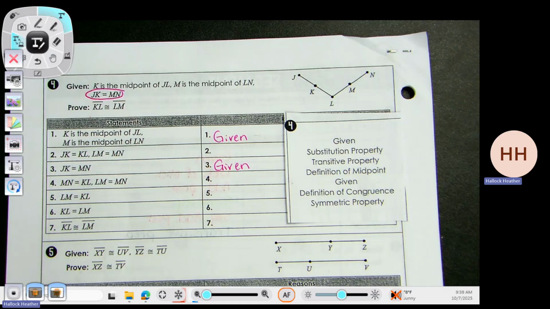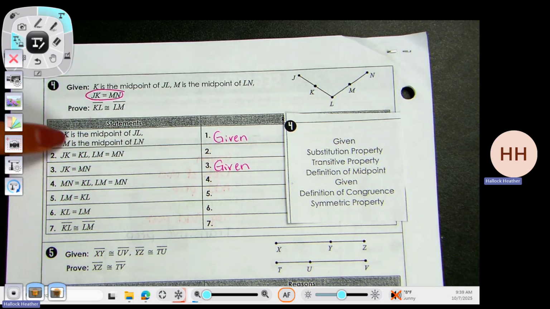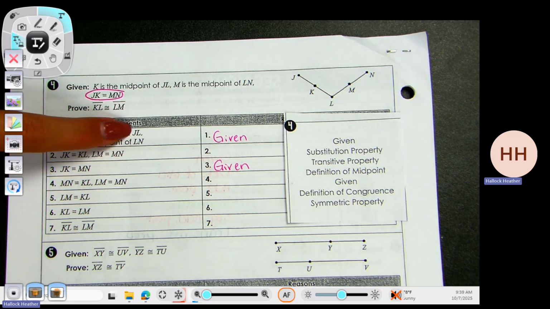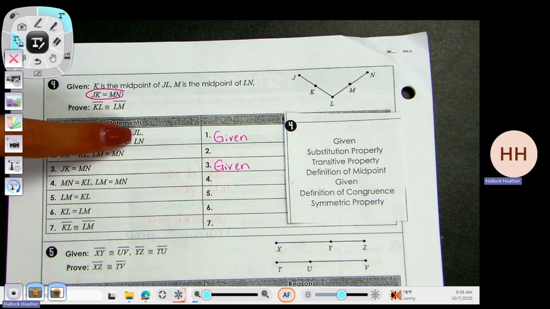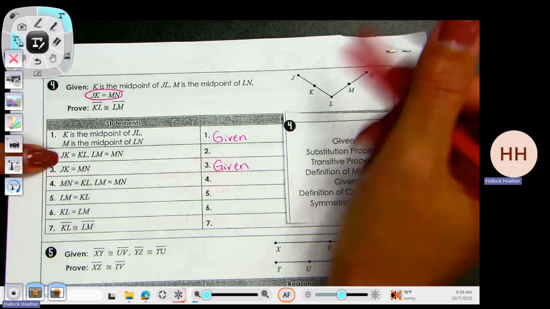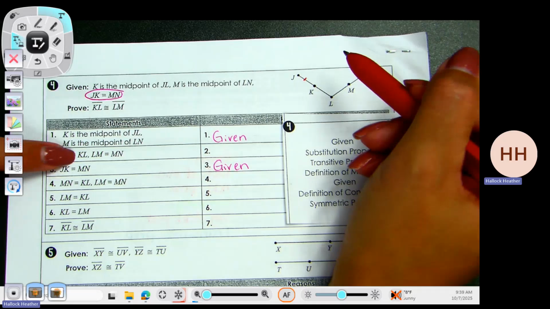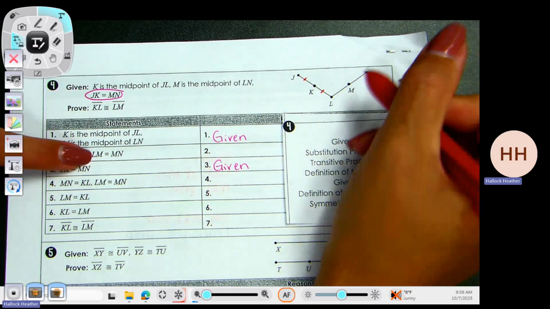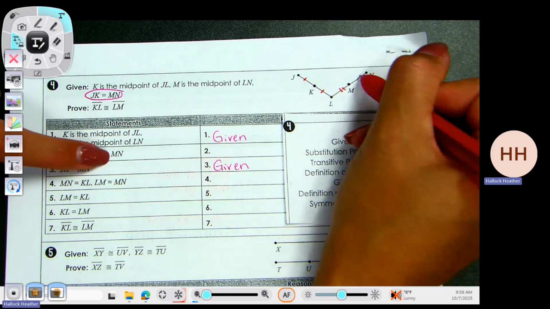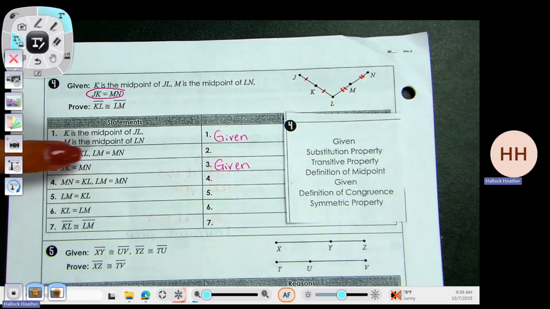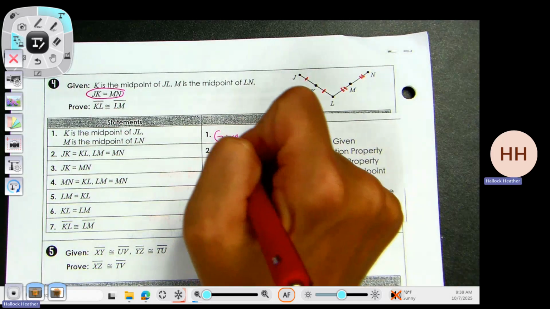Does anybody think they know 2? Nope. Definition of midpoint. You have to think, you're connecting step one to step two. Step one says K is the midpoint of JL. M is the midpoint of LN. They're telling me JK is congruent or equal to KL, and LM is congruent to MN. So we're talking about midpoint. How do I know that they're congruent or equal to each other? It's because of definition of midpoint.